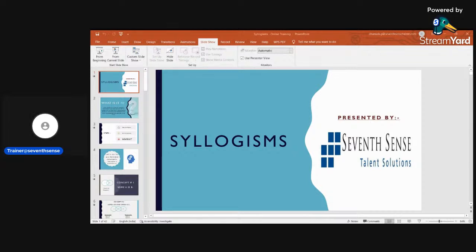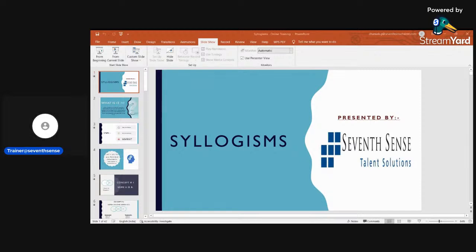In syllogism, they will be giving you statements, conclusions, and options. Just see the statements, and after that, check which conclusion is true. Based on the true conclusion, you can select your options, right? So the steps: make a Venn diagram, derive the conclusion, and it's simple.